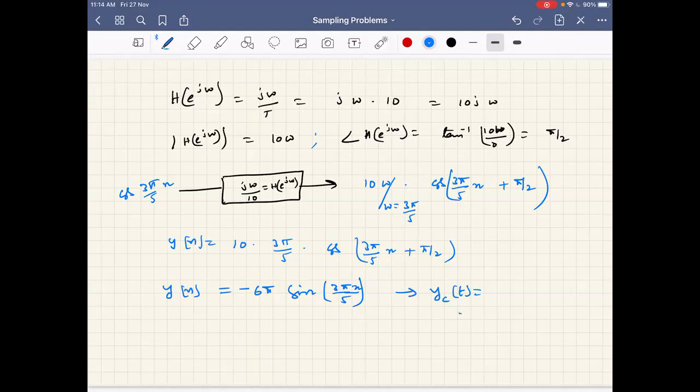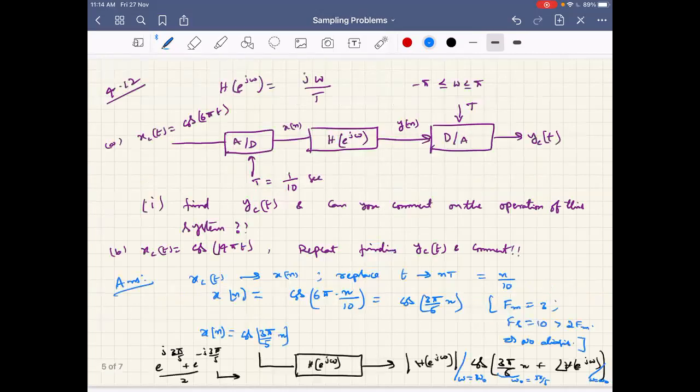Replace n with t by t. So you can write minus 6 into sine, nt means 6 pi t. Am I correct? Because 2 pi by 10, you will get n by 10 is small t. Okay, 6 pi t. Is it correct or not? Yes, sir. Now you got yc of t.